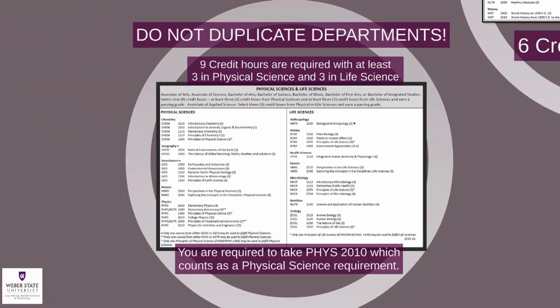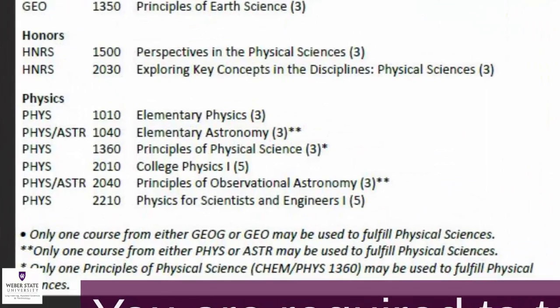The last portion of your breadth requirements is the physical and life sciences, found on page 3 of the general education requirement sheet. This requirement works much like the creative arts and humanities in that you need to complete 9 credit hours. Of those 9 credits, you must complete at least 3 credits in physical science and 3 credits in life science. Please note that design engineering technology majors are required to take Physics 2010. This means you will choose this course to fulfill your physical science requirement.